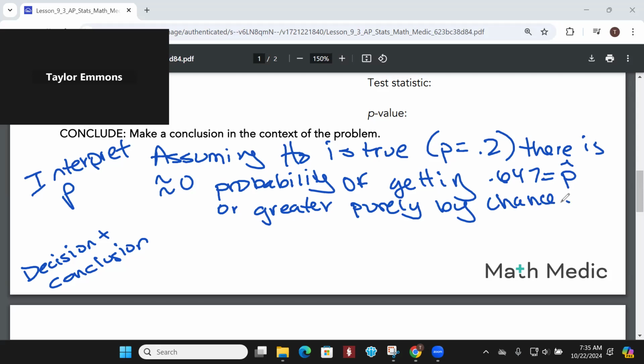So remember how terrible we did in our real classroom example? Out of the 15, we got 2, right? Is that anywhere near 0.647? No. So the likelihood of this happening is super tiny.